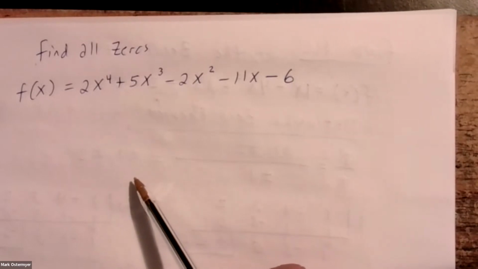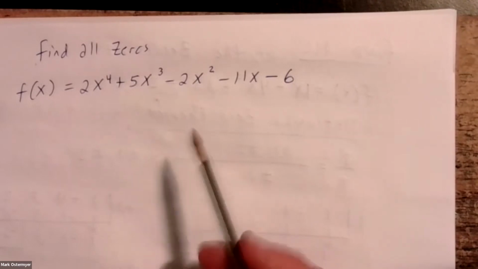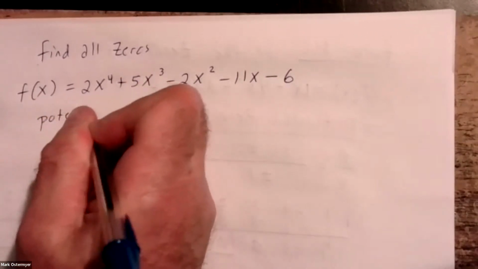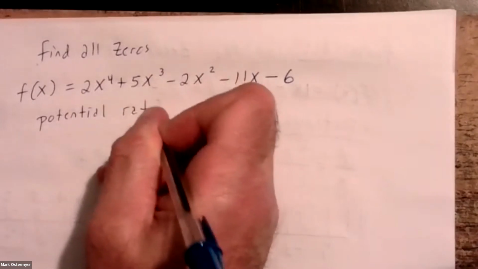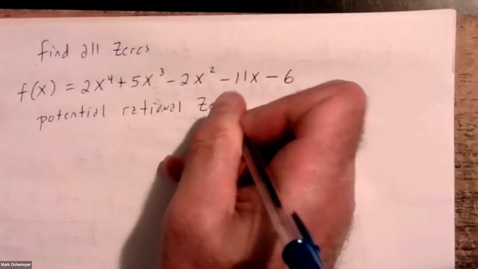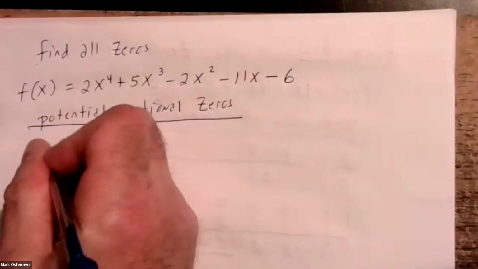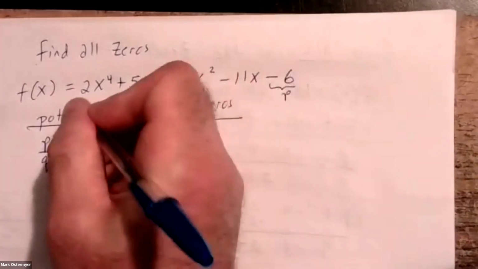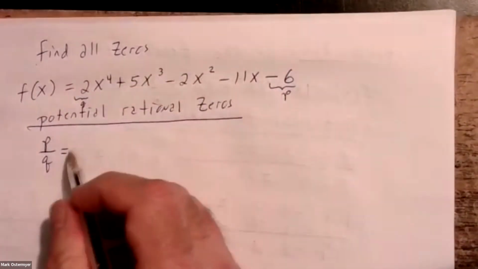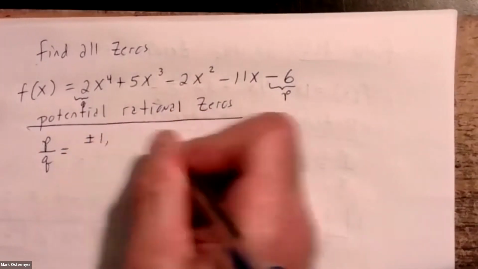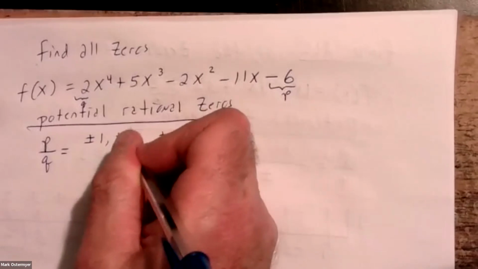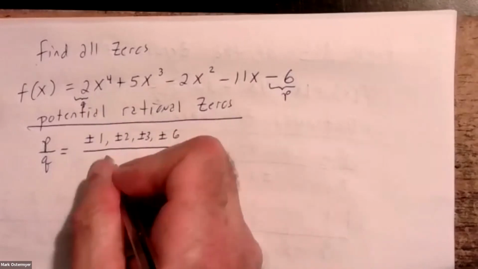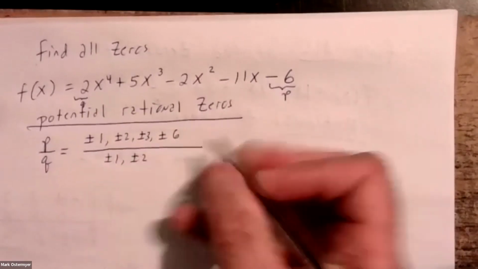But this is college algebra. And so, ladies and gentlemen, first of all, what I'm going to do is list the potential rational zeros using the rational zero theorem. So here we go. Potential rational zeros must be of the form P over Q, where P constitutes a factor of the constant term and Q must be a factor of the leading coefficient. So what are factors of -6? Plus or minus 1, plus or minus 6, plus or minus 2, plus or minus 3. Divided by, what are factors of 2, the leading coefficient? Plus or minus 1 and plus or minus 2.